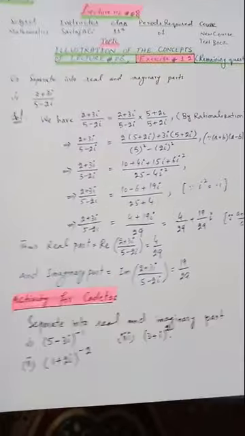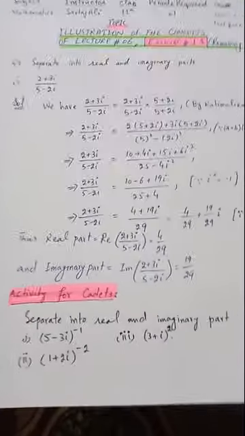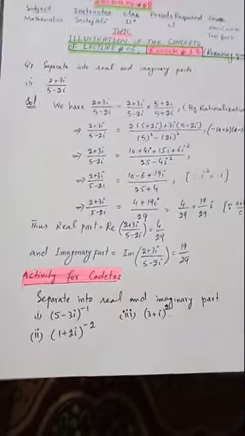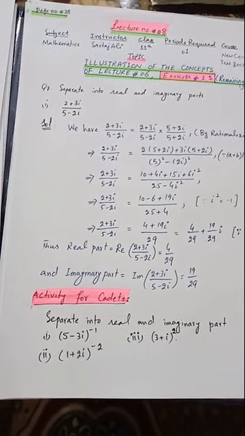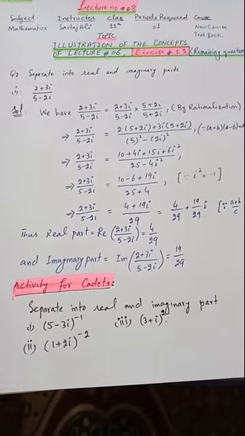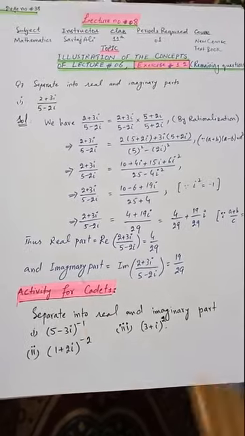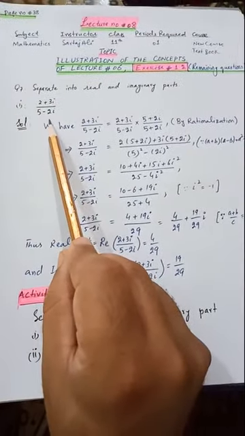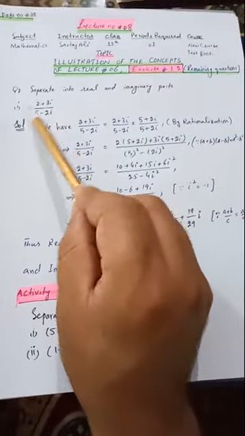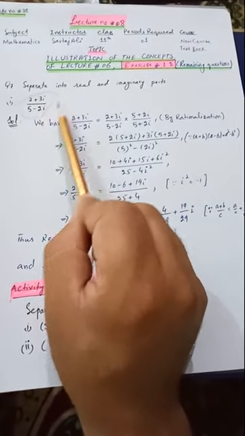Okay, now question number 7. Question number 7 is to separate real and imaginary parts. So this is the first question. Now you see that this is not a single complex number, this is the division of two complex numbers.